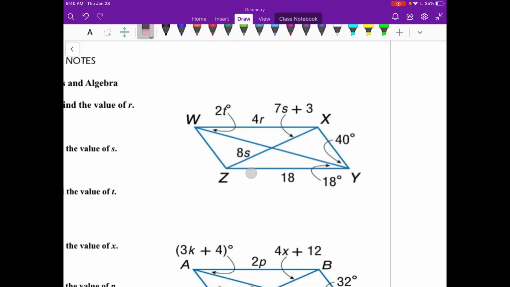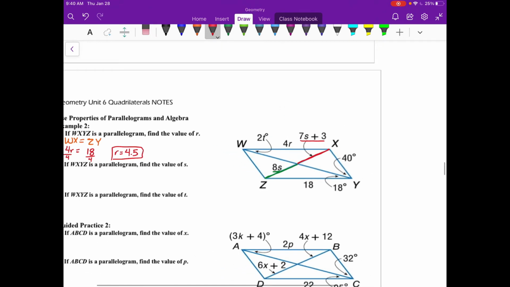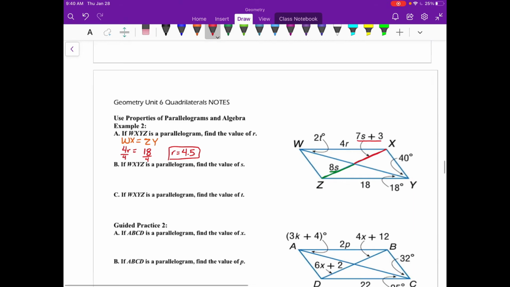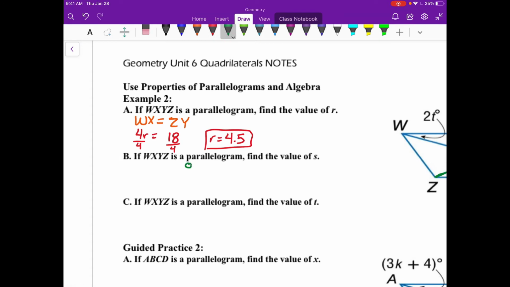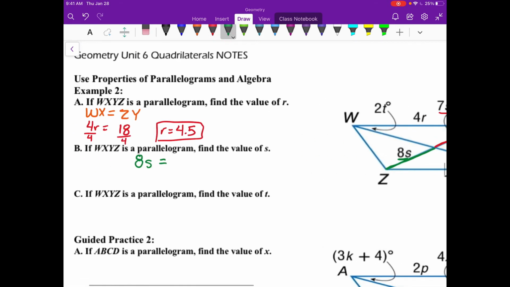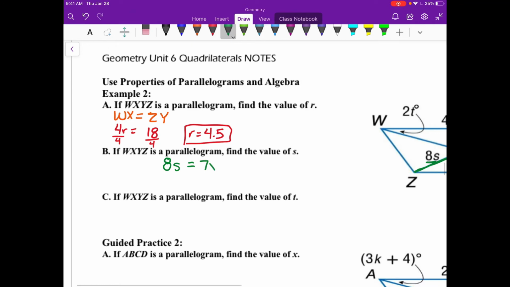Okay, number A, done. B, now we're finding the value of S. I'm going to erase some of my stuff here. I've got an expression for S right here. It's this part of the diagonal. And then another one right here, 7S plus 3, which is talking about this part right here. So remember the diagonals are bisected, which means their halves are equal to each other. So I'm going to set the parts equal to each other. So 8S is equal to 7S plus 3. Solve for S, I'm going to subtract 7S from both sides. And I get S is equal to 3.